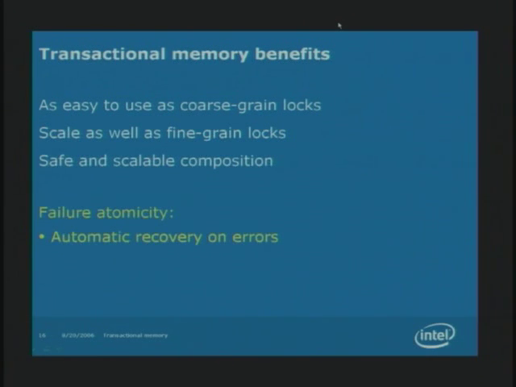What failure atomicity means is automatic recovery on errors. So if you have an error in your program and you want to recover from that error, transactions give you a nice mechanism to do that because it has this rollback capability. So you can use the natural rollback capability of the transactions to recover from errors and roll back to a consistent state. So let me show you that with an example.